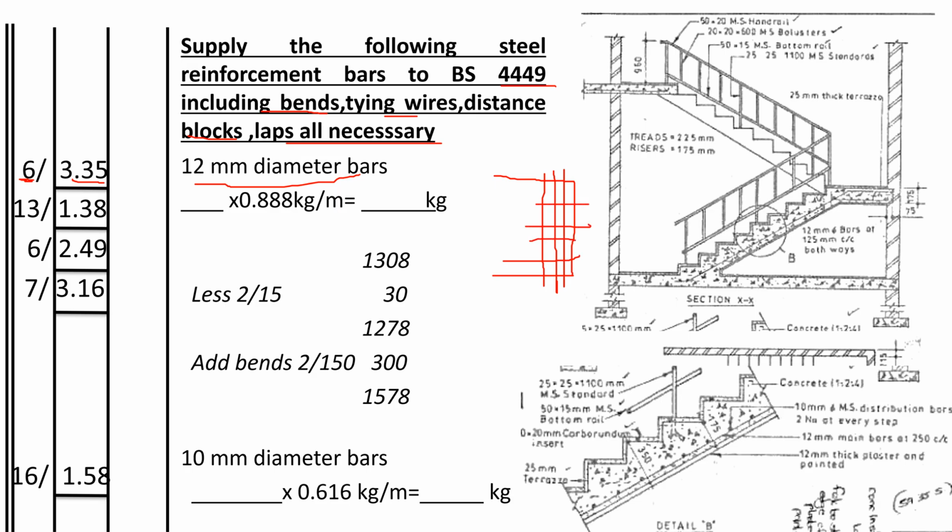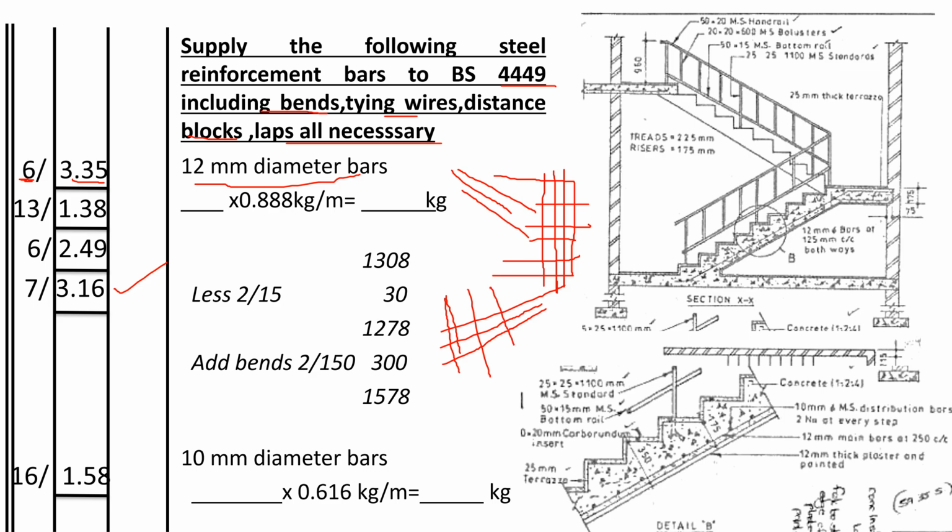Then at the flight, this way, we shall have 6 bars going like this, whose length is 2.49. Then we shall have 7 bars on the second flight going like that. 7 bars measuring 3.16. Now at the flight, we need these bars going like this.